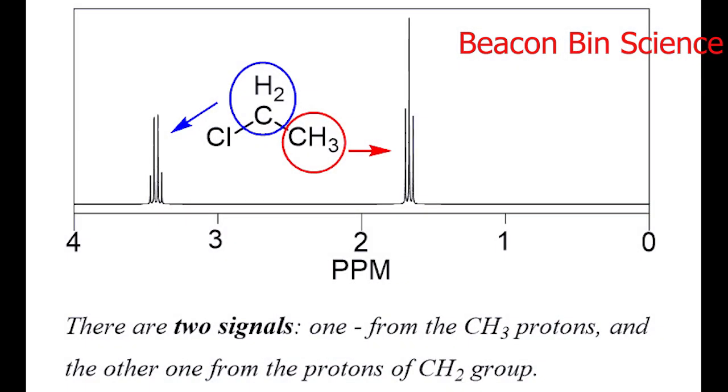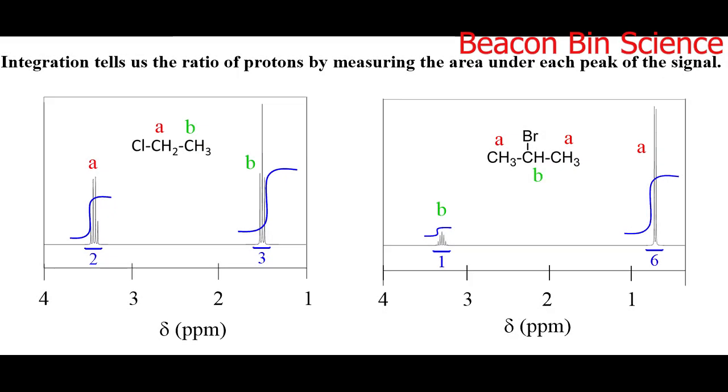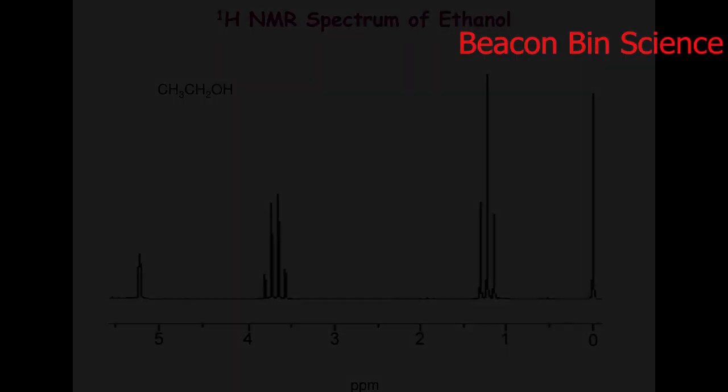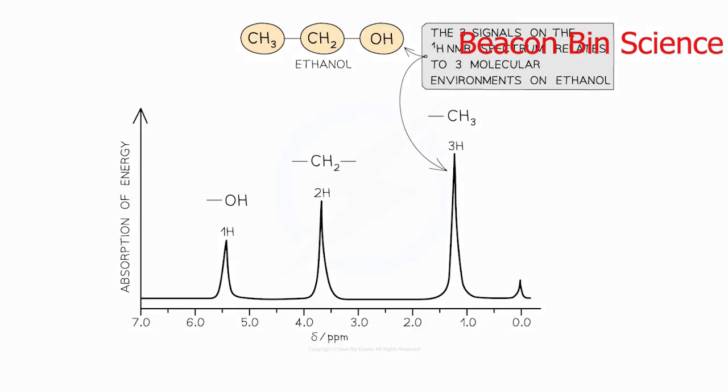Next, we need to figure out how many hydrogens are responsible for each signal. This is where integration comes in. The area under each peak is proportional to the number of protons. Take ethanol, CH3CH2OH, as an example. The methyl group, CH3, shows up as a peak with 3 hydrogens worth of integration. The CH2 group shows up with 2 hydrogens. And the OH proton, just 1. Add them up. That's 6 hydrogens matching the formula of ethanol. Boom! Now you see how NMR helps confirm molecular formulas.